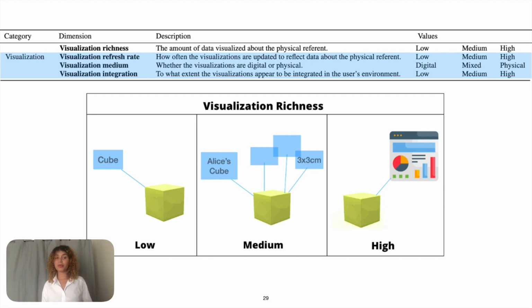But there's a very particular one in this category, which is visualization richness, which refers to the amount of data visualized about the physical referent. For a low value, the situated visualization system shows minimal information, such as the name or the location of the physical referent. For a medium value, the system visualizes some data about the physical referent. For a high value, the system visualizes a lot of data about the physical referent, allowing the user to perform an analytical task.